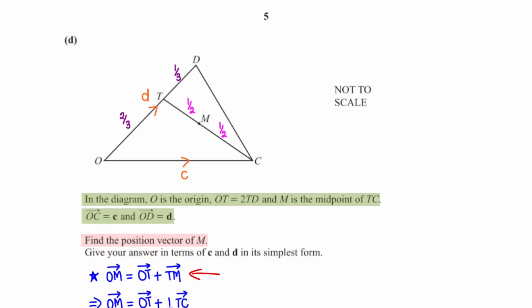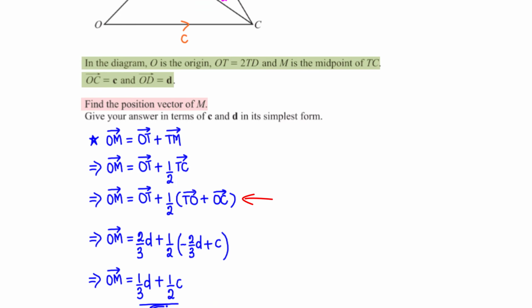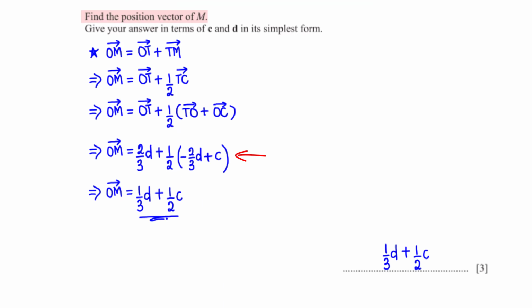The position vector of M is the same as the vector OM. To get to M from the origin O, we can use the route OT plus TM. TM is half of TC and TC is TO plus OC. OT is 2/3 of D. TO is -2/3 of D, and OC is C. When we expand the brackets and group like terms, we get the vector OM as 1/3 of D plus half of C.